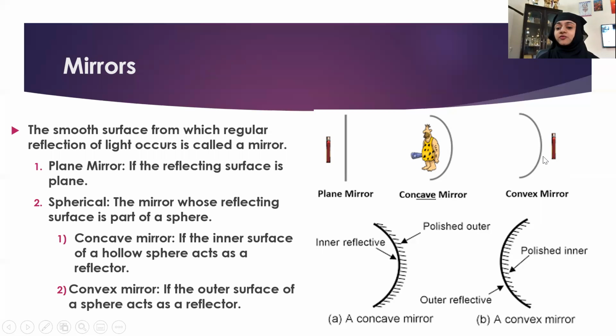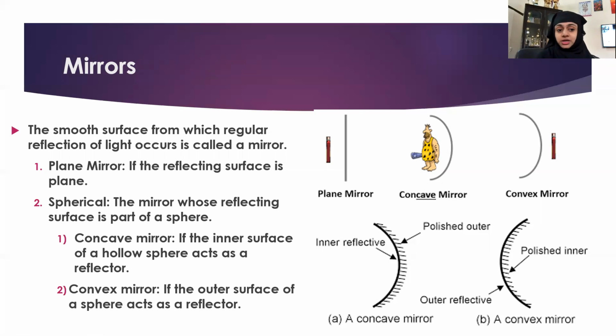And when the reflection occurs from the outer surface of the sphere, here you can see the object is kept near the outer surface and the reflection happens from the outer surface. So the outer surface will be smooth and the inner surface will be polished and rough. So here the reflection takes place from the outer surface and it is called a convex mirror.